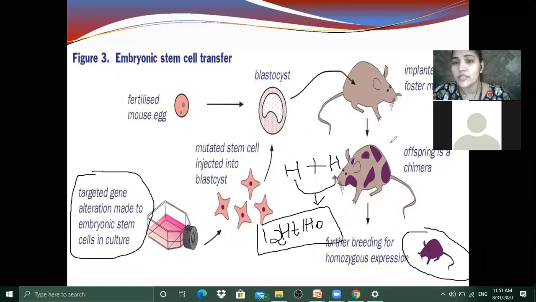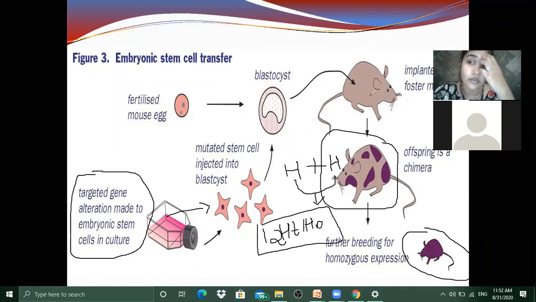So this chimera is basically heterozygous in nature. That means it has some part of these altered cells and some part of the normal mice. So I don't want this mice. I want the mice which is homozygous for the transgene that I have inserted.